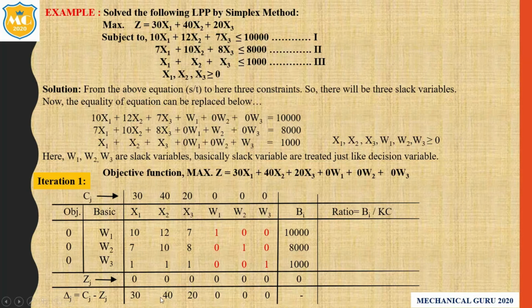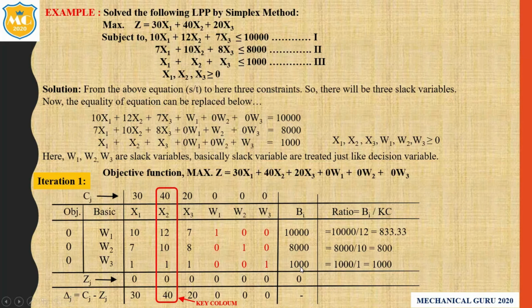Here we can easily find the most positive number is 40. So this is our key column, the KC. Now we have to find the ratio. Ratio is represented by BI by KC, where BI is the resource value and KC is the key column. First, 10,000 divided by 10, that is 833.33. Similarly second, 8,000 divided by 10, so this is 800, and last 1,000 divided by 1, that is 1,000.